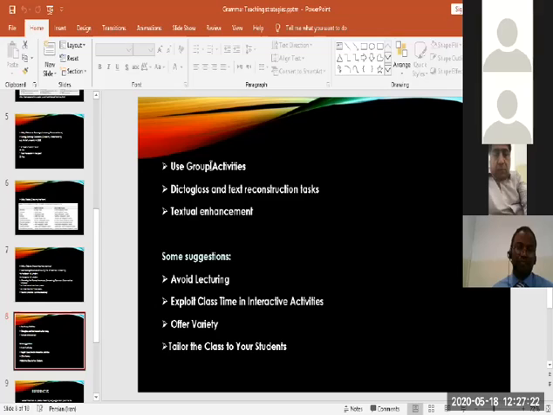And all the time try to exploit class time in interactive activities. You know, course books have so many exercises and tasks. Don't just waste class time doing them all. You can just do some samples and put the bulk of the tasks and activities for their homework or as an assignment. And use the class time instead for more interactive and communicative activities.